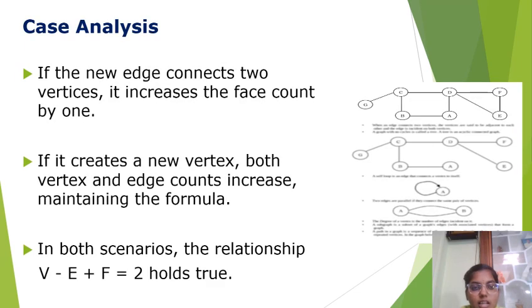Case analysis of Euler's formula. If a new edge connects two existing vertices, it increases the face count by 1. If it creates a new vertex, both the vertex and edge counts increase, maintaining the formula. In both scenarios, the relationship V minus E plus F equals 2 holds true.